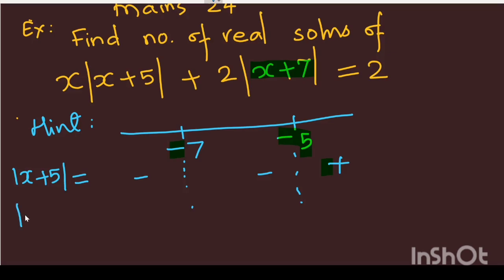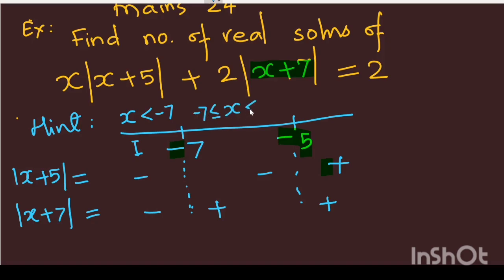Now similarly, mod x plus 7 will change sign at minus 7, meaning after minus 7, greater than minus 7, it will be plus. Lesser than minus 7, it would be minus. This is x less than minus 7. We call this the first interval. The second interval we call minus 7 to minus 5. And the third interval we call x greater than or equal to minus 5.